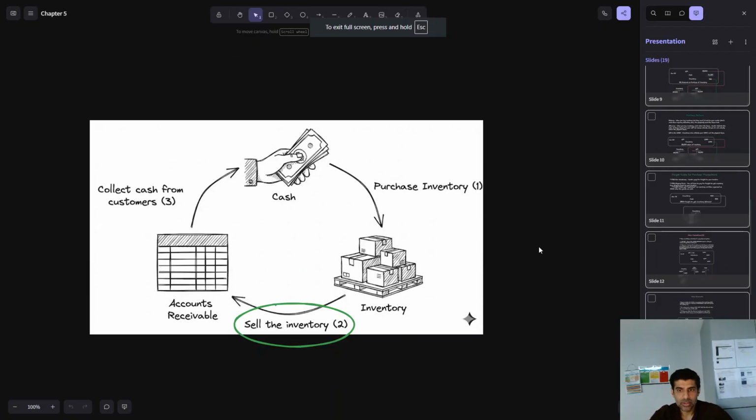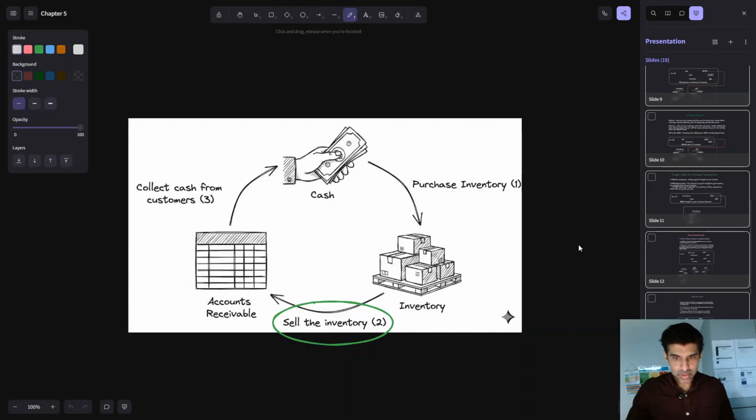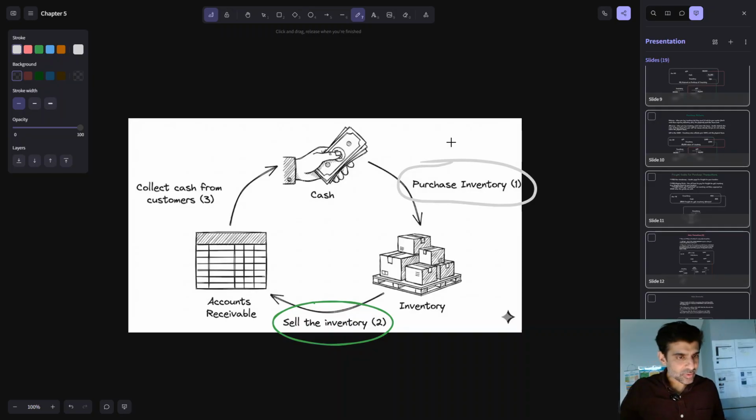So to recap, what we covered on Monday was this. Let's pick a better color here. We covered purchase transactions where we're buying inventory.